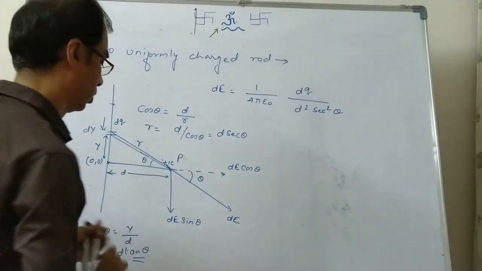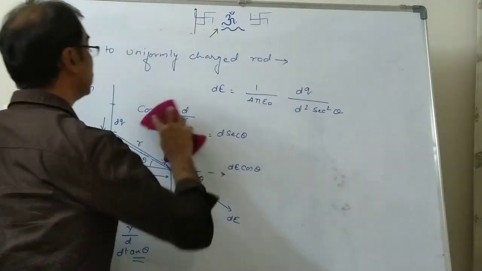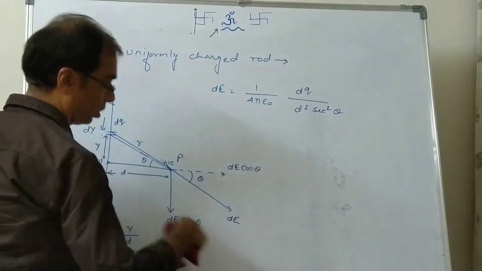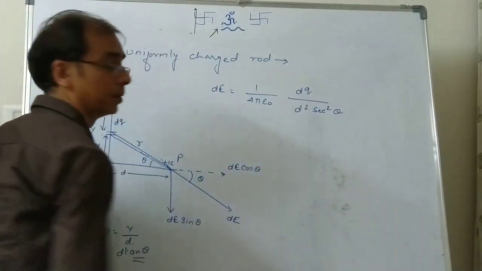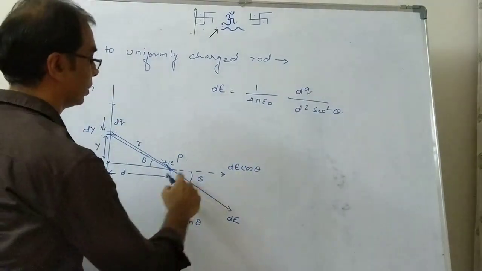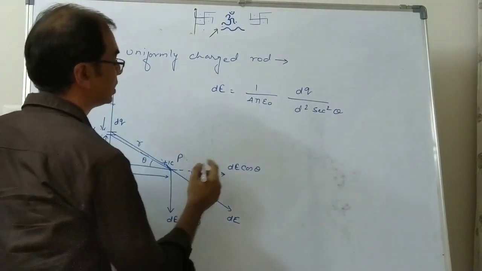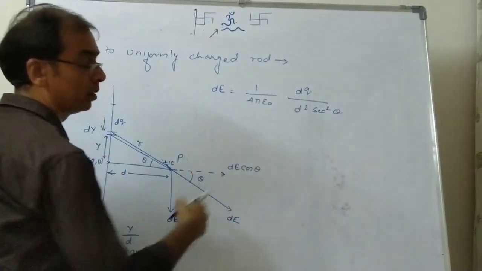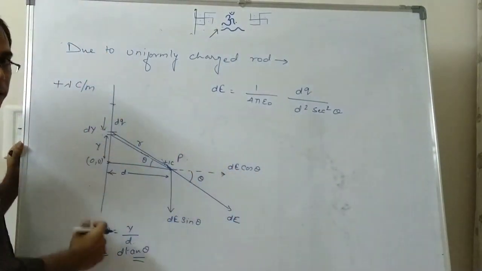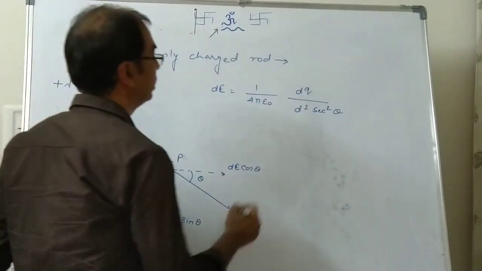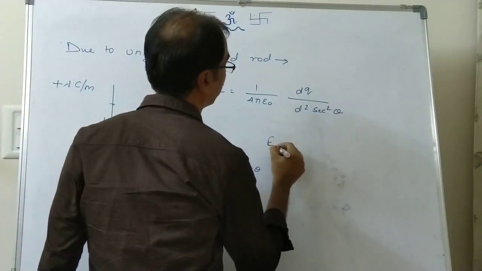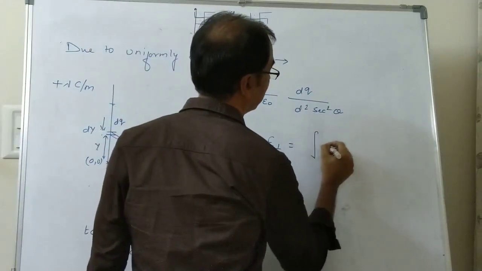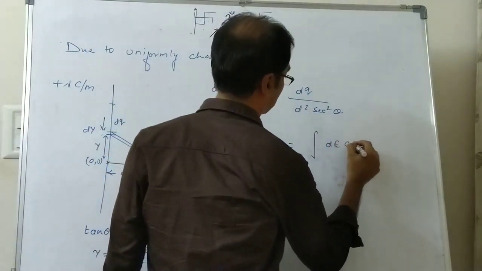No problem? Okay. Now, let us talk about the components now, because dE we have. Now, we have to do dE cos theta and dE sin theta. So this component here, I am saying this is the perpendicular component. This is perpendicular to what? Length of the wire. So I will be writing E perpendicular is equal to integration of dE cos theta.